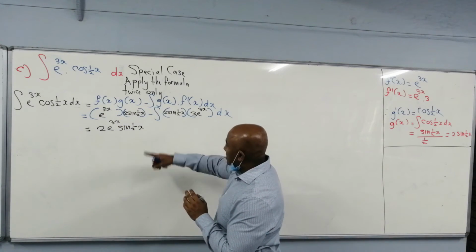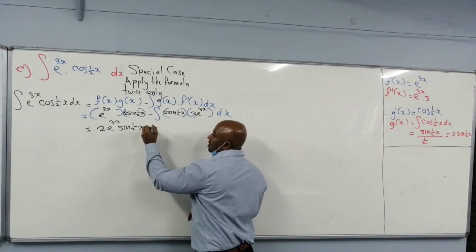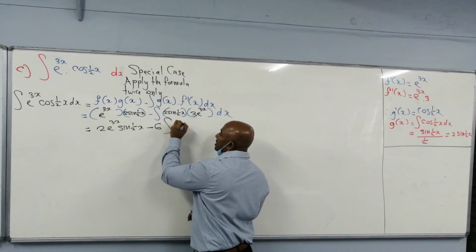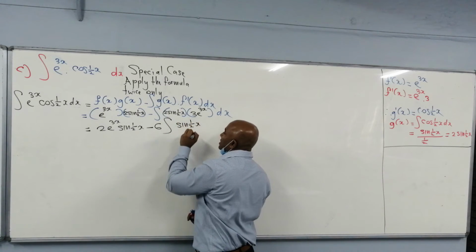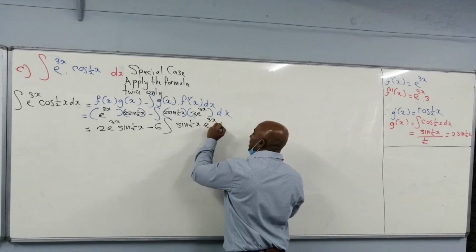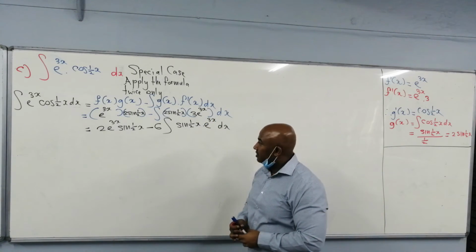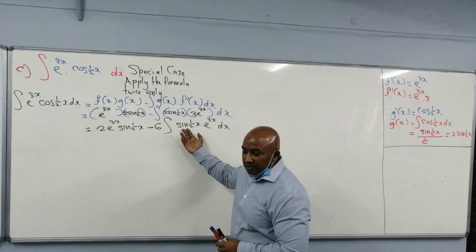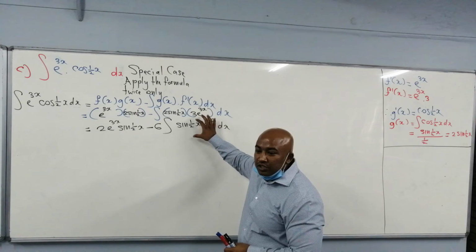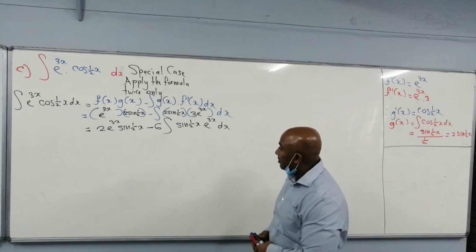Let's remove these constants here. So that's a 2 multiplied by a 3. So that will be 6 times the integral of sine half x times e to the power 3x dx. What do you notice now? Look at the integration. It's the same as the first integral again. So we need to use integration by parts again, for the second time.